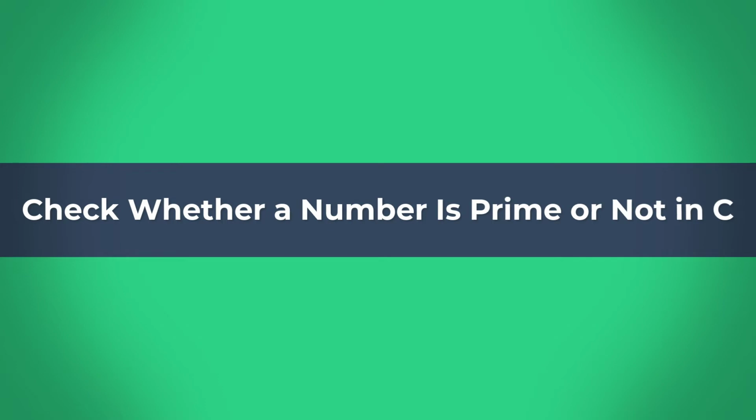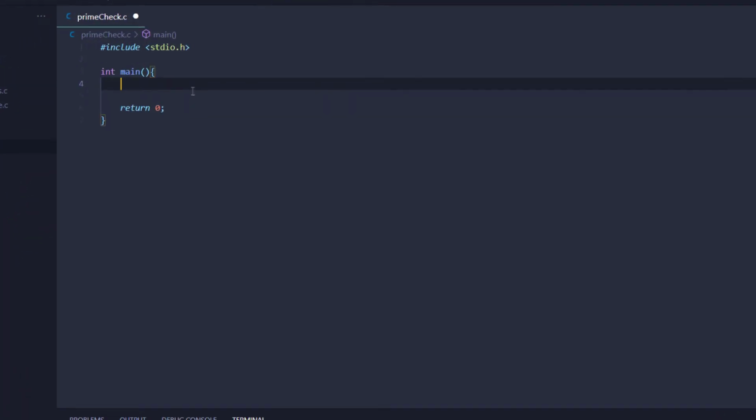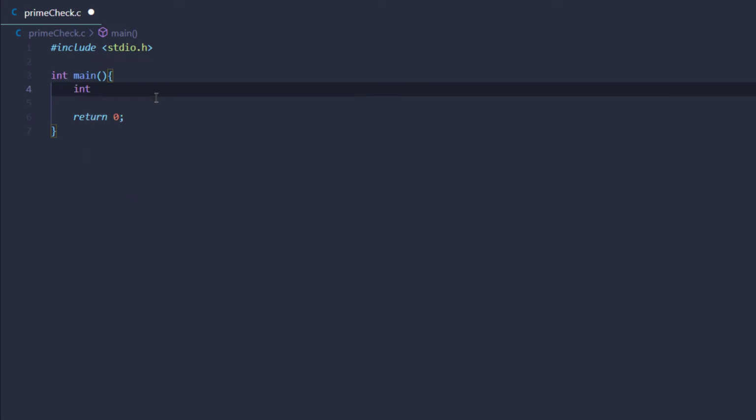So in this video, we are going to check whether a number is a prime number or not. So let's jump inside the code. What we are going to do is take the number from the user. For that we are going to create an integer variable and call it number.